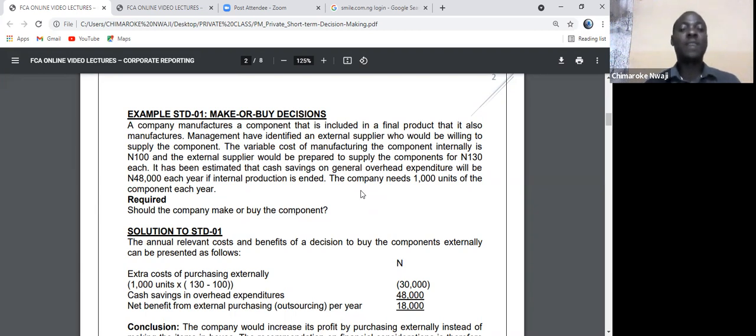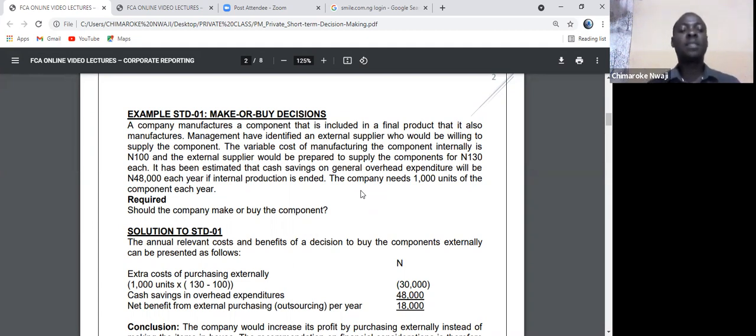Management have identified an external supplier who will be willing to supply the component. So it means that perhaps somebody says he is going to supply the crank-cock. The variable cost of manufacturing the component internally is 100 naira, and the external supplier would be prepared to supply the components for 130 naira each.